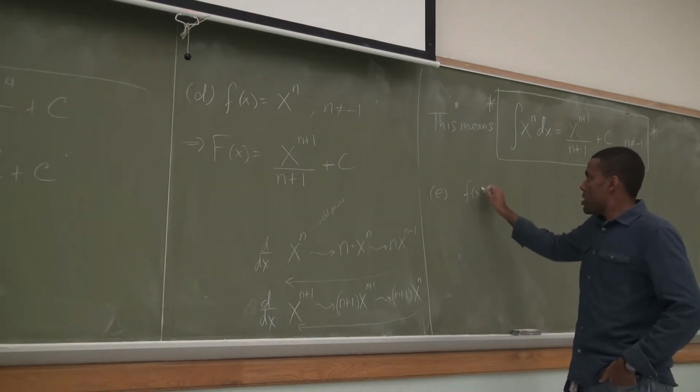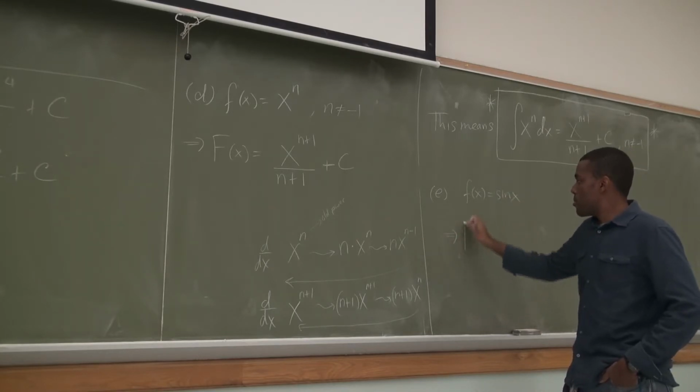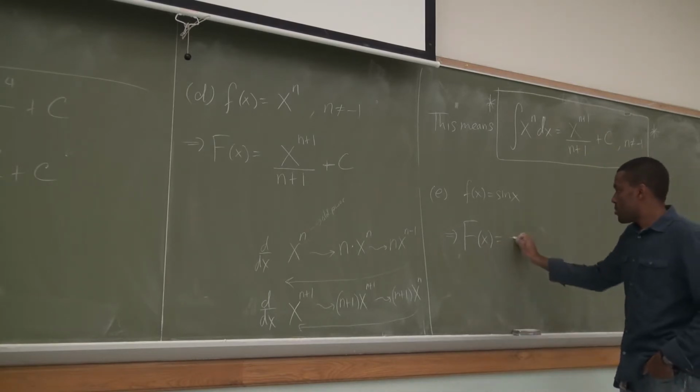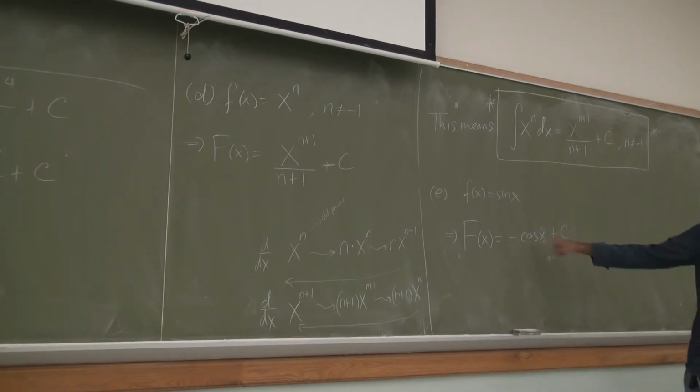So f of x is sine x. What is f, the antiderivative? Minus cosine x plus c. Why? Because if you take the derivative of this, you get negative sine times this negative, which gives you back a positive sine. The derivative of the constant will be 0.